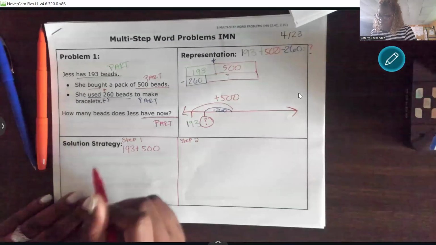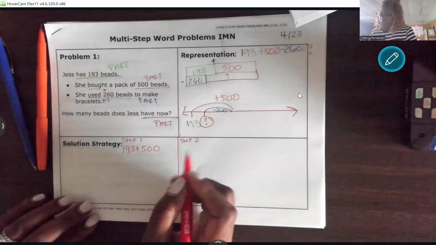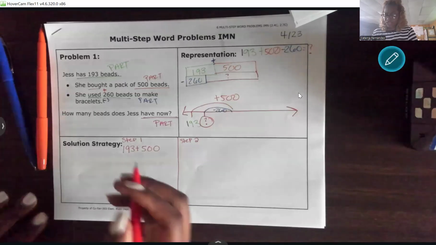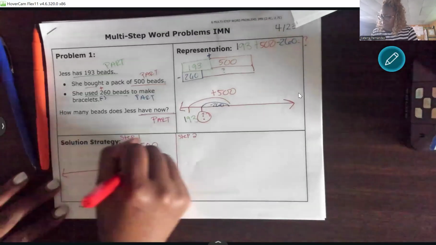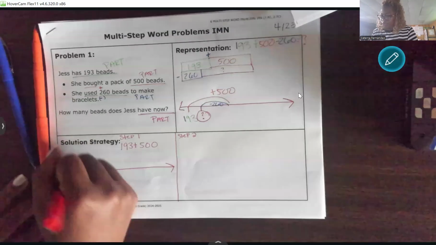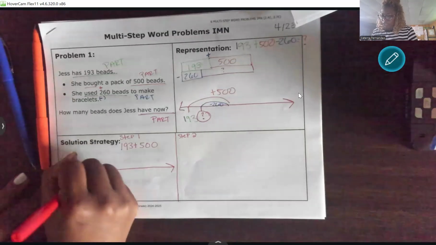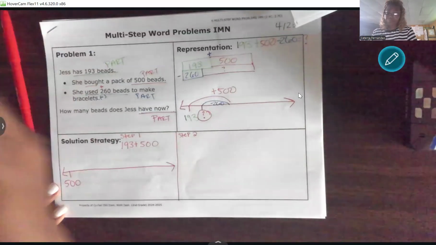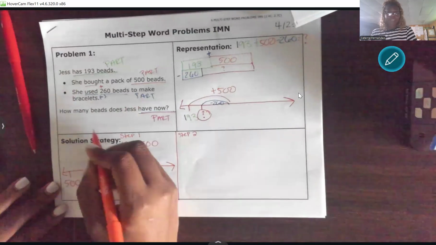All right, so after they do 193 plus 500, they can use any strategy to solve their problem. So I'm going to show you the number line strategy that they've been learning in class. They're going to have their first number line. They're always going to start with the bigger number. I'm adding, so I'm going to start at the beginning, and I'm going to start with 500 since that's the largest number. On the second number, they need to break that down.